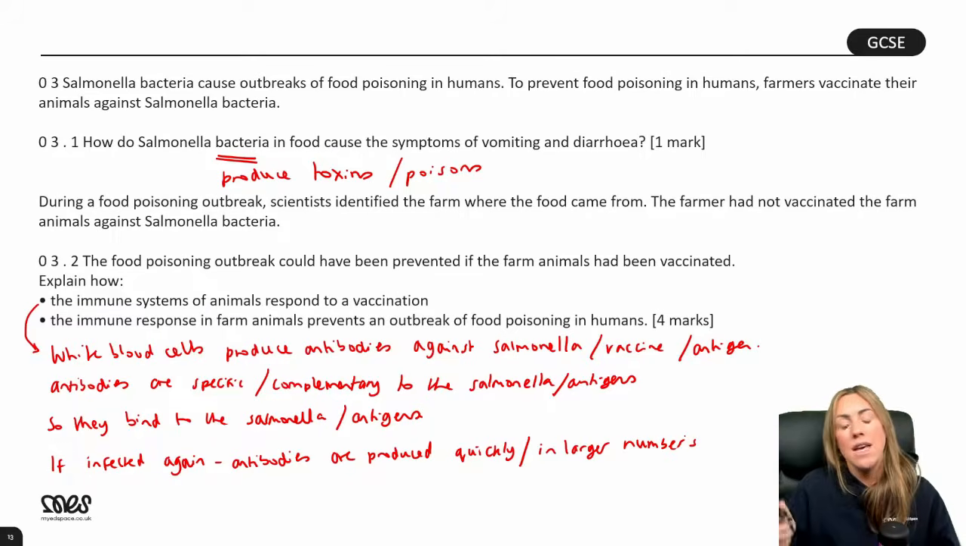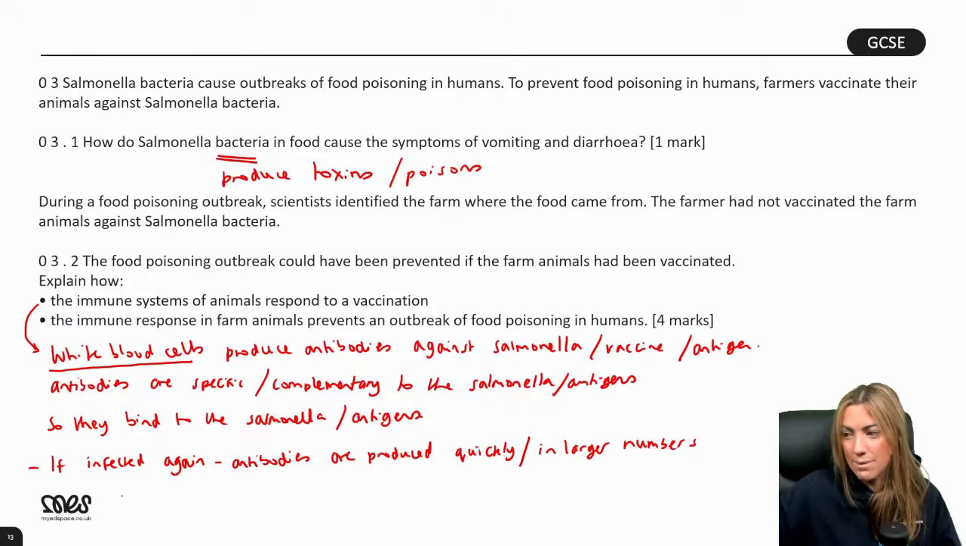So if the farm animal is infected for real with Salmonella, that farm animal, because it's had the vaccination, is going to be able to produce the antibodies far more quickly or in larger numbers. And remember, this is the white blood cells that are producing antibodies. I haven't repeated it here because I've already said right at the start that it's white blood cells that produce antibodies, okay? But they're going to be produced more quickly or in larger numbers.